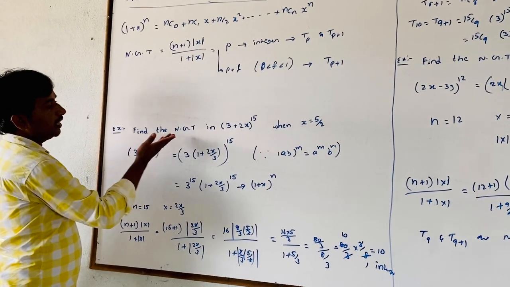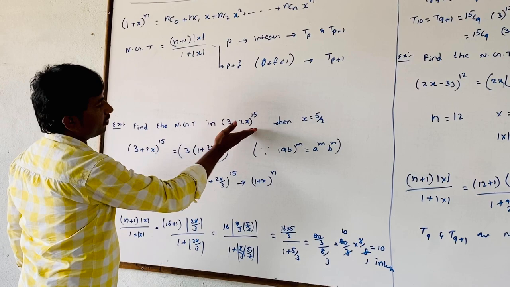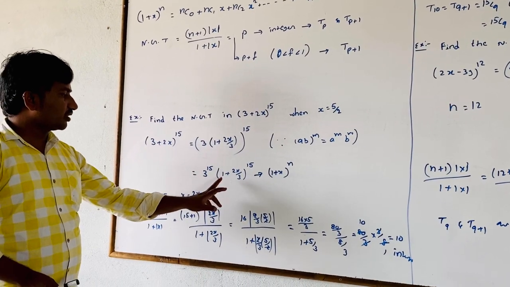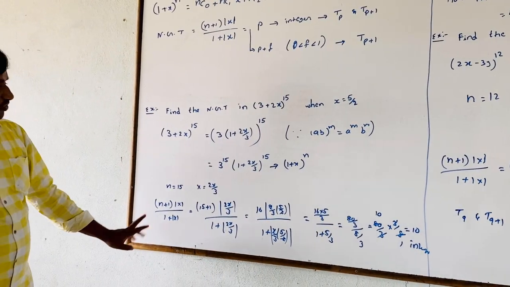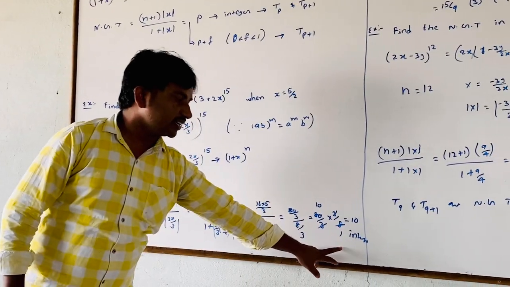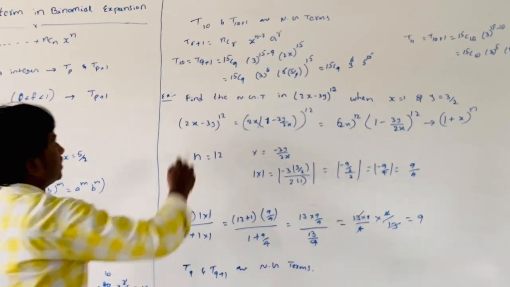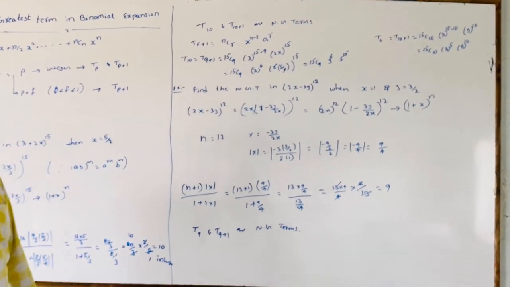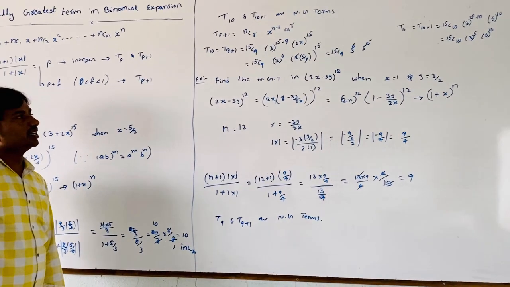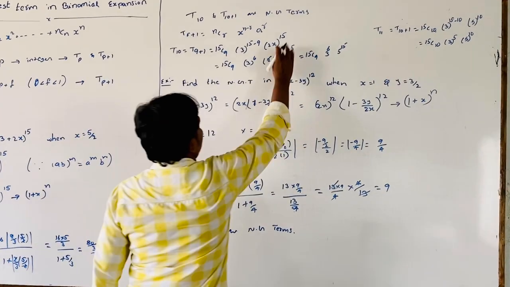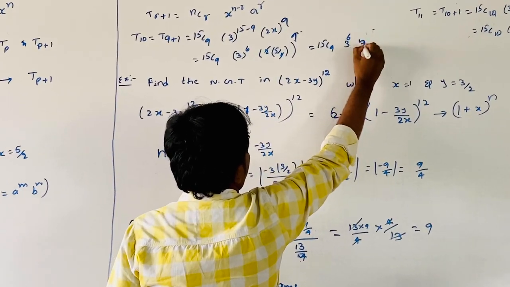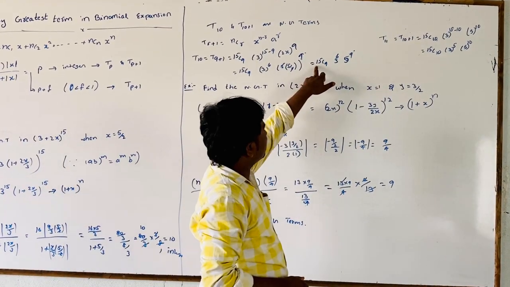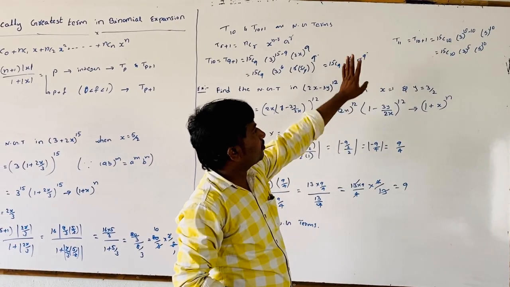Now observing how to find the NGT term in the expansion of (3 plus 2x) whole power 15 when x is equal to 5 by 2. Now using the process, first of all taking the constant term out, and comparing with (1 plus x) power n, now using that formula, it becomes 10. 10 is an integer, so it forms two terms: T10 and T10 plus 1 are called NGT terms. Now you know the general formula in the binomial expansion of (x plus a) power n: T(r plus 1) is equal to nCr into x power n minus r into a power r. Now applying that condition, it becomes 15C9 into 3 power 6 into 5 power 9, and T9 as usual.